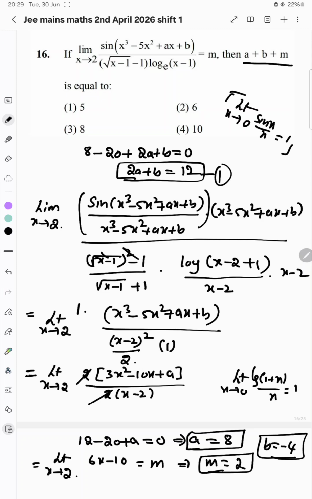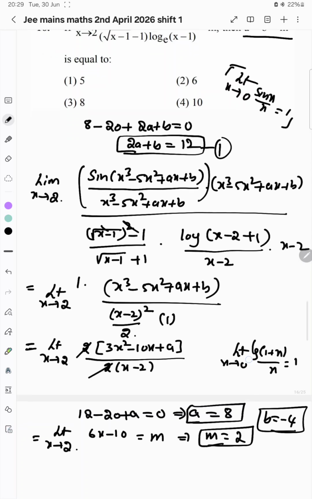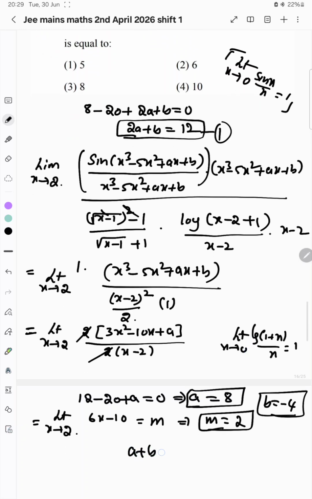Finally we have to add all these three. So 8 plus 2 is 10. 10 minus 4 is 6 we will get. So finally a plus b plus m value is 8 minus 4 plus 2. So it will be 6. So option 2.